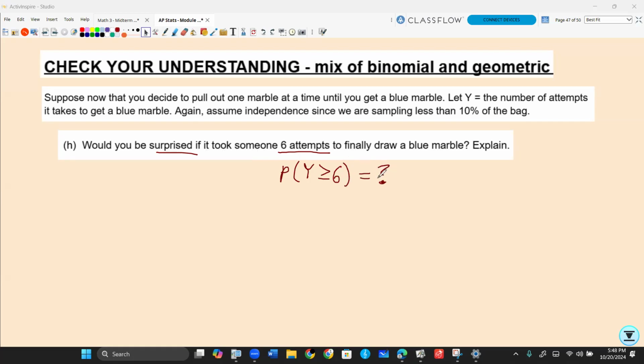So this is, again, geometrics go on forever. So you really have to do 1 minus the probability that Y is less than or equal to 5 on this one. Since we have 1, 2, 3, 4, 5, we're going to use a CDF on this one. So we want to do geometric CDF. CDF, cumulative. And our probability is going to still be 0.4. Our Y value, it's going to say X in the calculator, but we say Y is less than or equal to 5. And then we subtract that from 1.